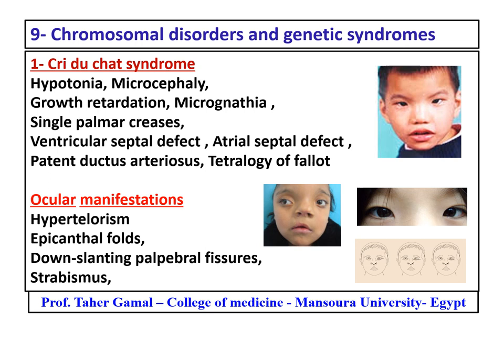Now we shift to another group away from infection, that is chromosomal disorders and genetic syndromes. First of which is Cri-du-chat syndrome: hypotonia, microcephaly, growth retardation, micrognathia, single palmar crease, ventricular septal defect, atrial septal defect, patent ductus arteriosus, tetralogy of Fallot. The ocular manifestations of Cri-du-chat syndrome are hypertelorism, epicanthal folds, downslanting palpebral fissures, and strabismus.